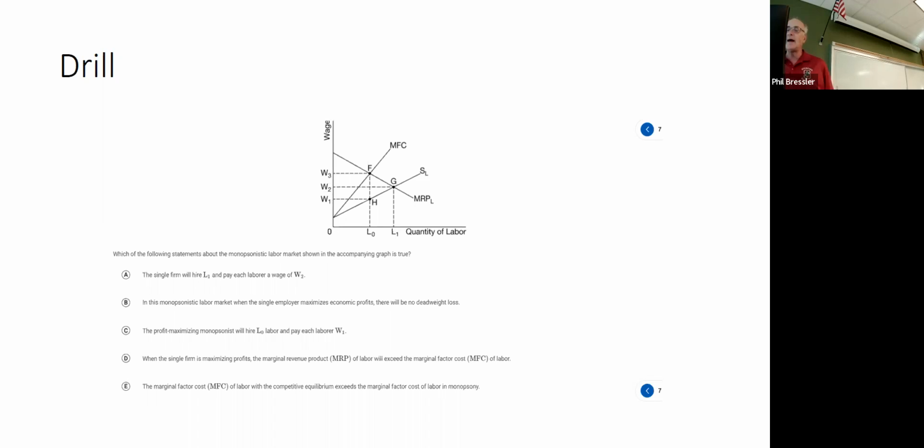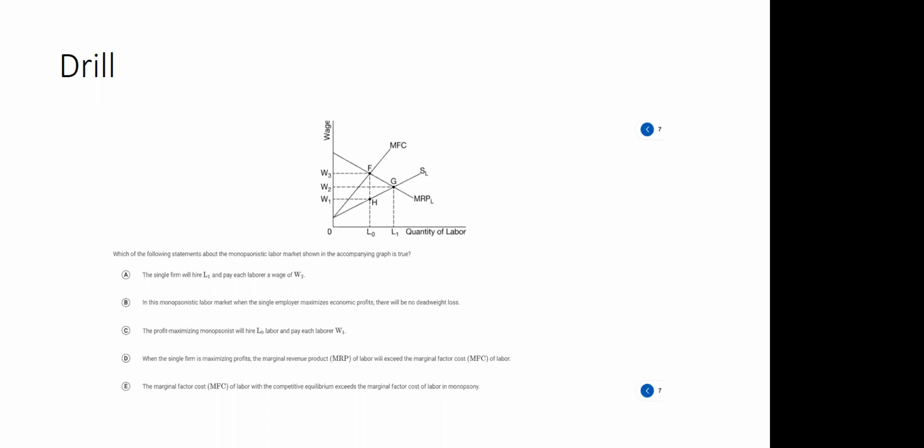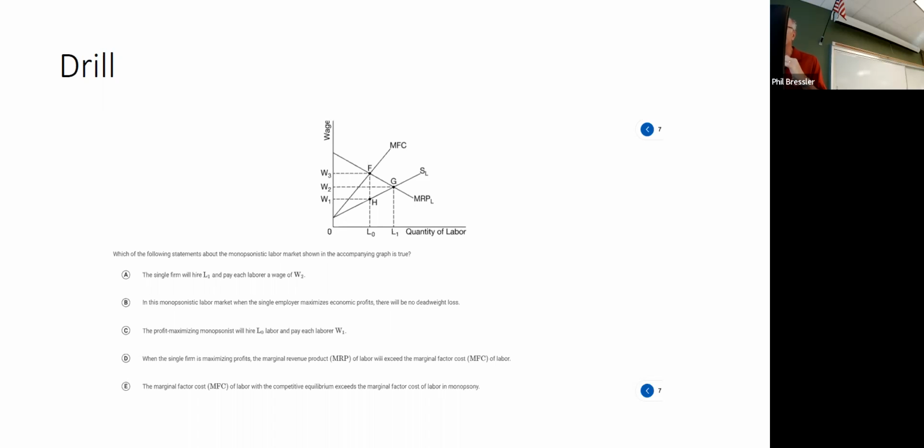A couple of things while I have this monopsony graph up: remember, wage 3 is the highest wage you could get without losing any workers. So you could raise the wage from wage 1 to wage 3 without losing any workers. You should still be where MFC equals MRP.